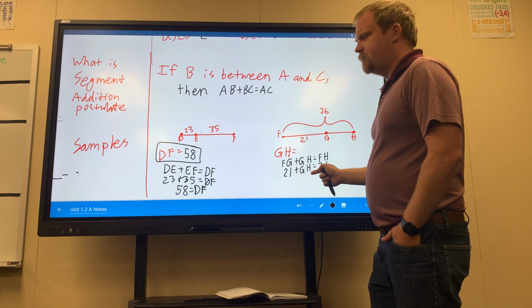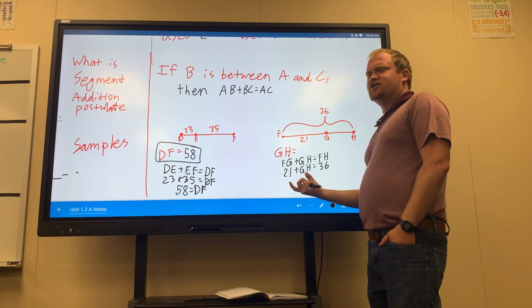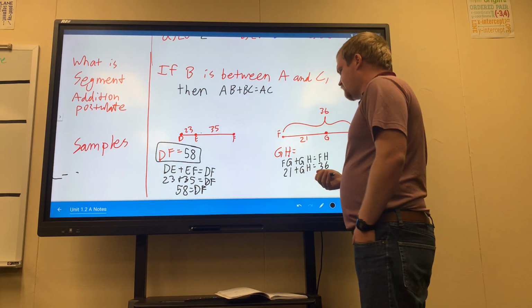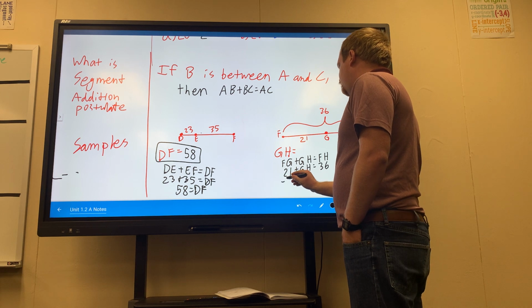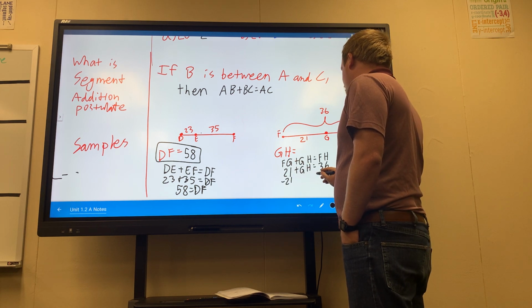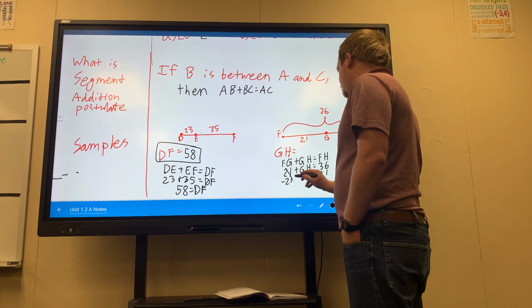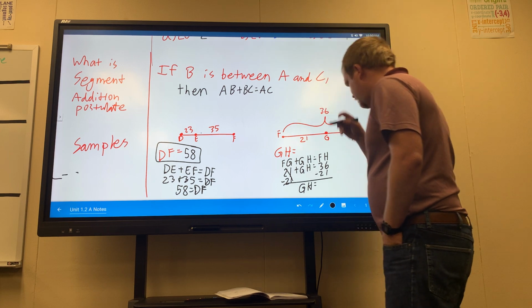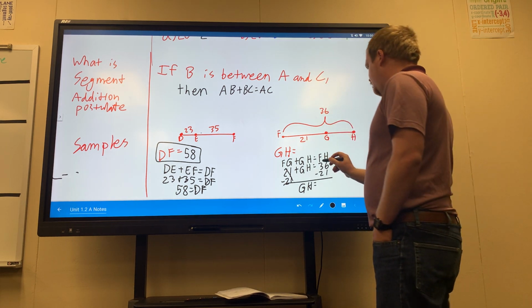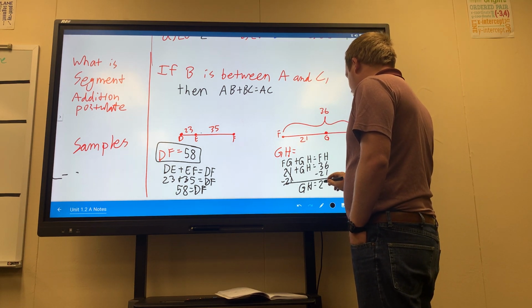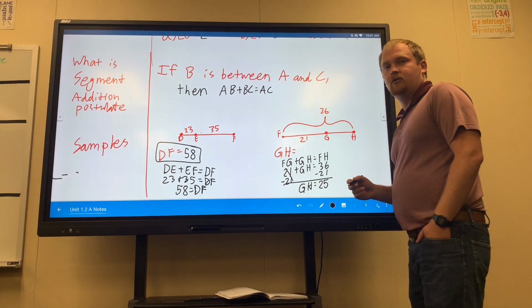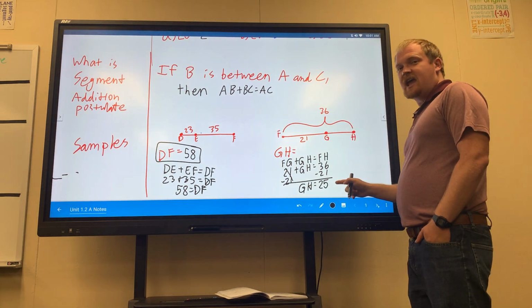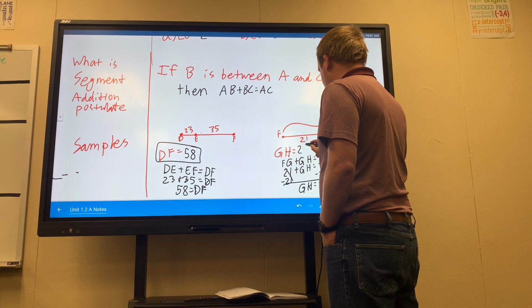Now, remember, by subtraction property, I can subtract 21 from both sides. So this will cancel out, and I'm left with GH. 36 minus 21, that's going to give me 15. So the distance from GH is 15 units.